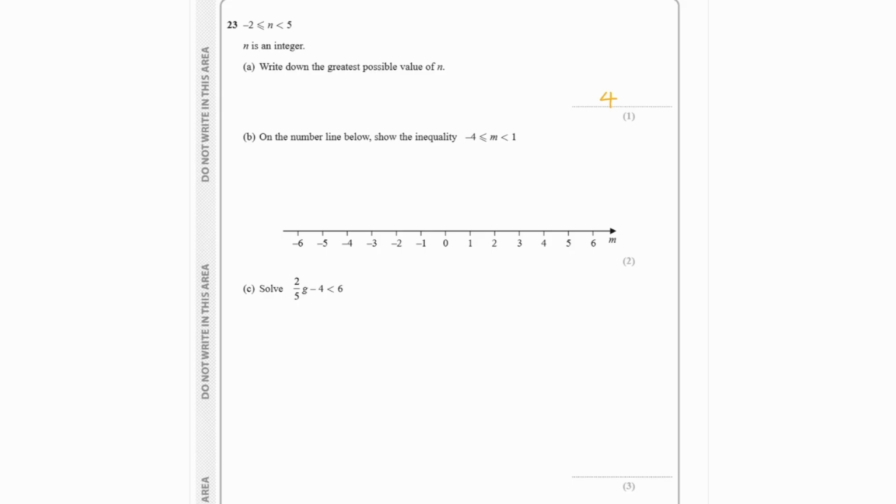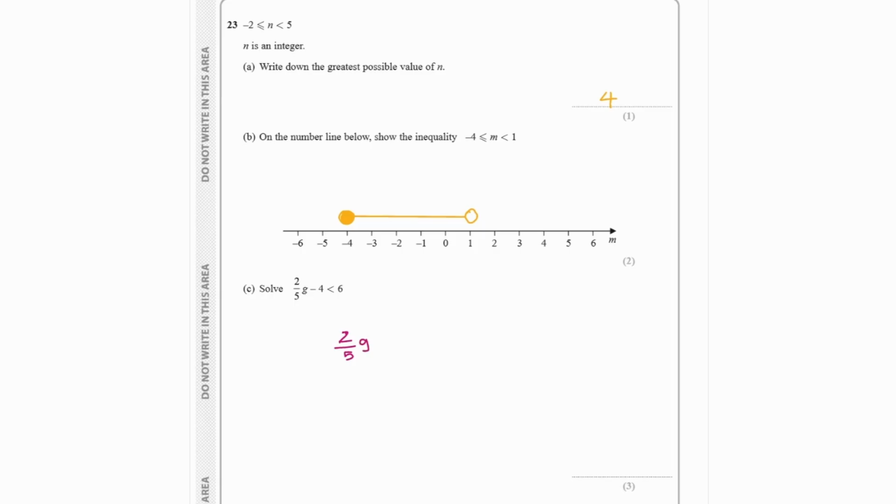Part B says on the number line, show the inequality -4 is less than or equal to m, which is less than 1. For this, we would first do a closed circle on -4 because m can be equal to -4 as well. And because m is less than 1, we would draw an open circle there and then connect the 2 circles with a line.